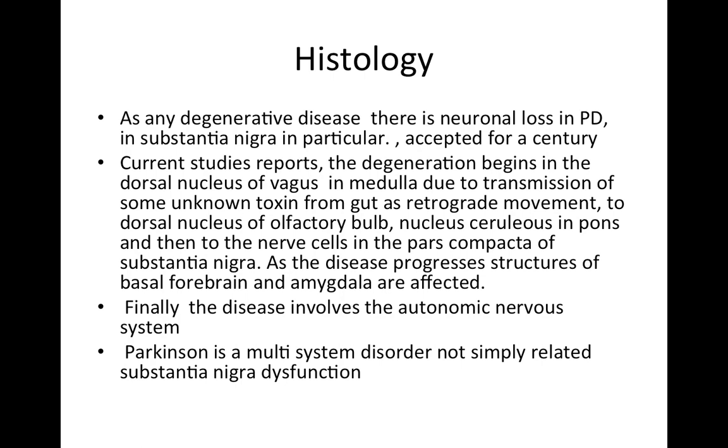As the disease progresses, structures of the basal forebrain and amygdala are affected. This is how the progression of the disease occurs, involving the degeneration of the various nerve cells at various locations. Finally, the disease involves autonomic nervous system also. So, Parkinson is a multi-system disorder not simply related to substantia nigra dysfunction. This is the current research reports with regard to progression of the Parkinson disease.